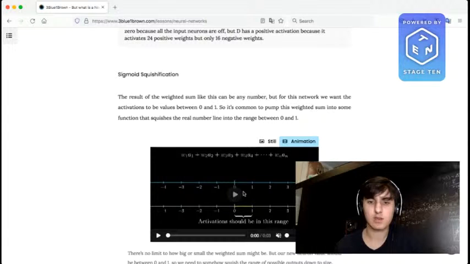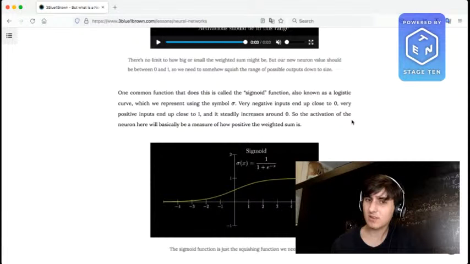There's no limit to how big or small the weighted sum might be, but our new neuron value should be between 0 and 1, so we need to somehow squish the range of possible outputs down to size. One common function that does this is called the sigmoid function, also known as a logistic curve, which we represent using the symbol sigma. This one is the standard deviation one, sigma, I believe. That's why it's called the sigmoid function.